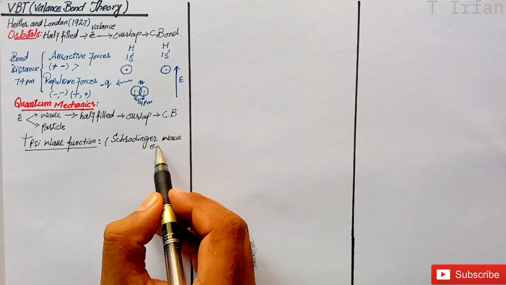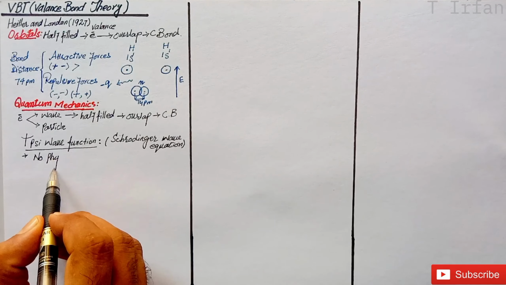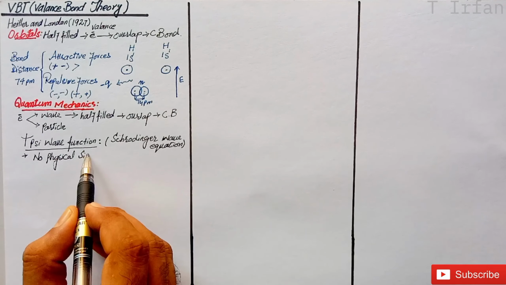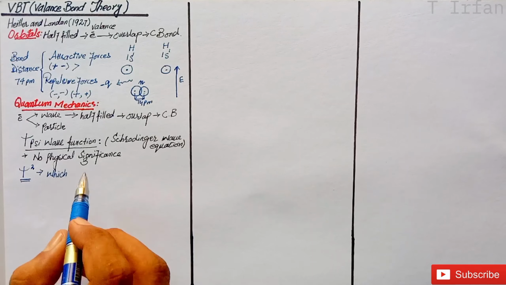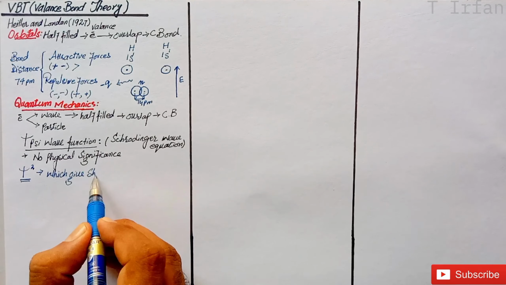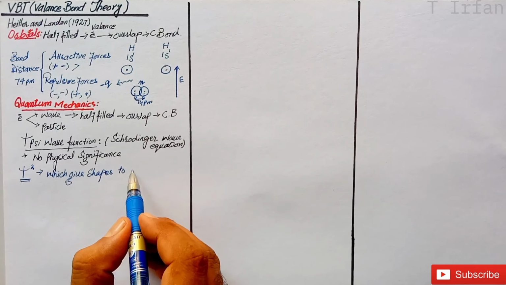This psi, or wave function of electrons, has no physical significance, but when we take the square of this psi, psi square helps in finding electrons, as it gives the probability of finding electrons. This psi square gives shape to orbitals, and as we know, orbitals are the space where the probability of finding an electron is maximum.